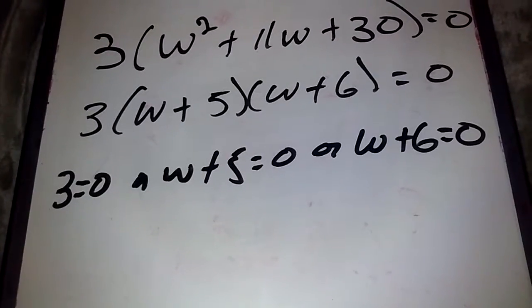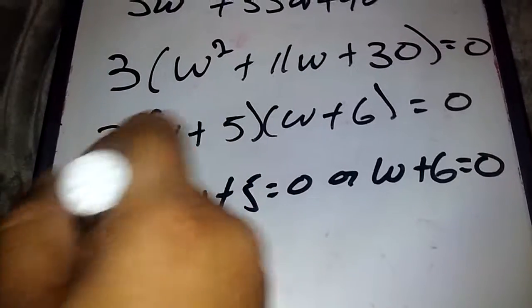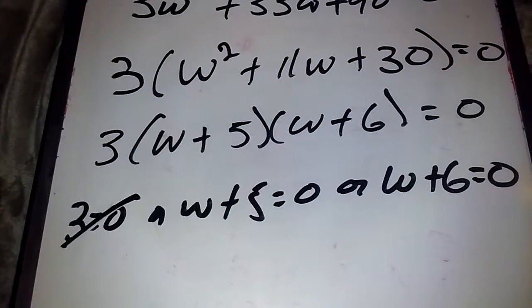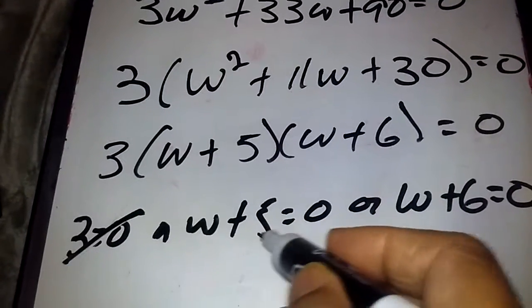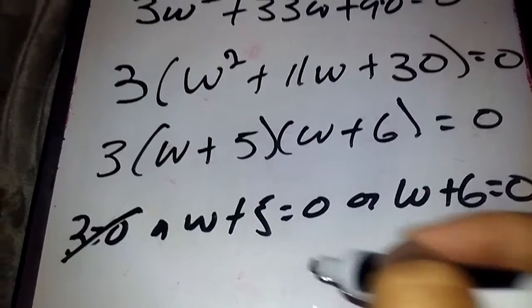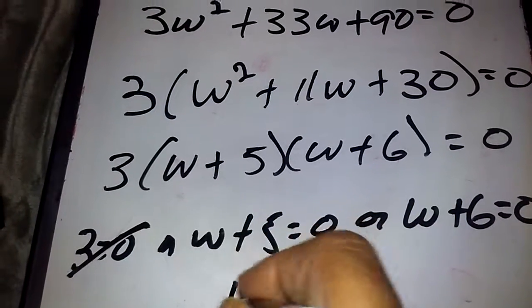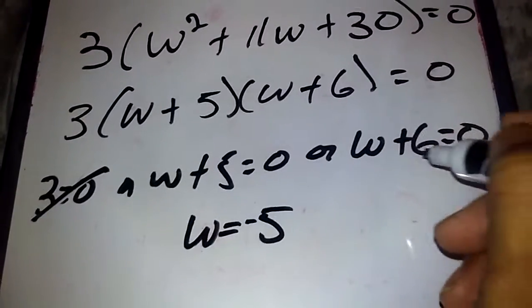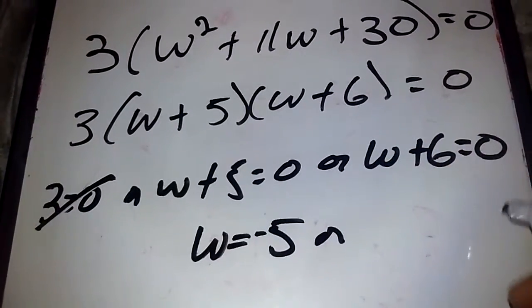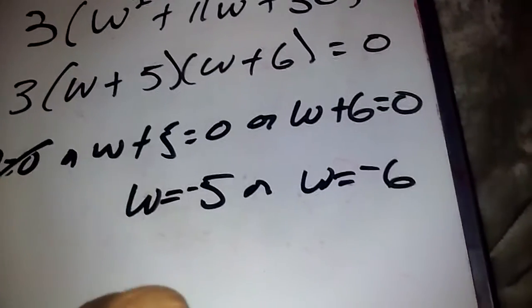So here you see we have that 3 equals 0. That can never be true. So here we know that 3 is never equal to 0, so we take that away. The w plus 5 equal to 0, here we can isolate, we can subtract 5 from both sides. So we get w equals negative 5. And over here we can subtract the 6. So w equals negative 6.